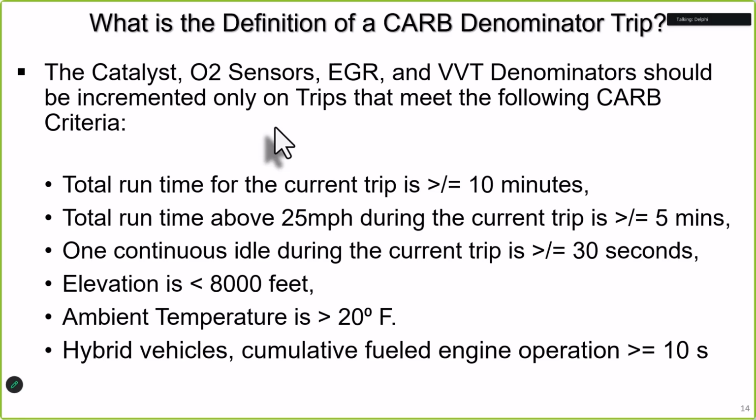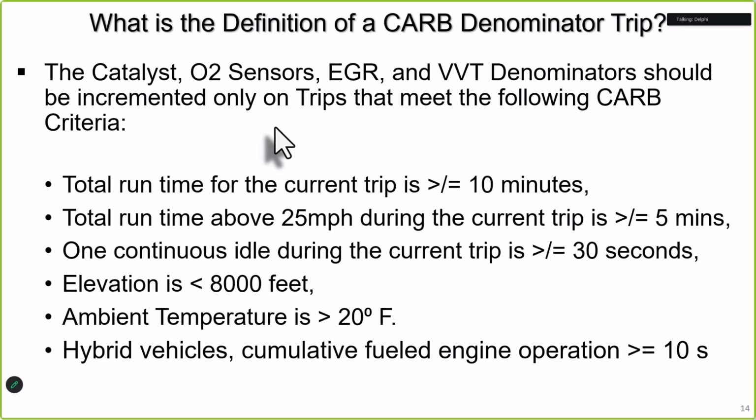Anytime you're running monitor tests, you always want to check the barometric pressure. You want to make sure the vehicle's at 8,000 feet or below, because if you get 8,001, then that vehicle is going to be suspended when it comes to running monitor tests because the altitude will make the air too unstable and they're not going to run the test.